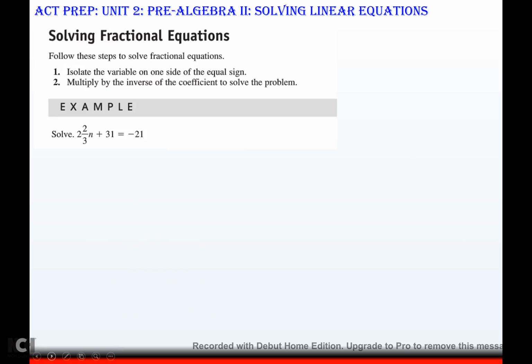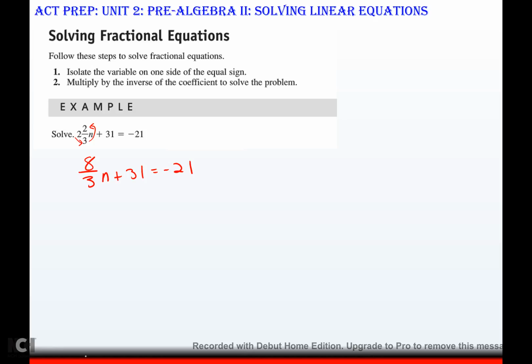Alright, you got this one with mixed numbers, okay? Oh, I did get it right. People have different thoughts about what to do with mixed numbers. I turn them into improper fractions. So the first thing I'm going to do is go 2 times 3 is 6. 6 plus 2 is 8, so that's 8/3 n. Mixed numbers are nasty, so change them back to improper fractions.